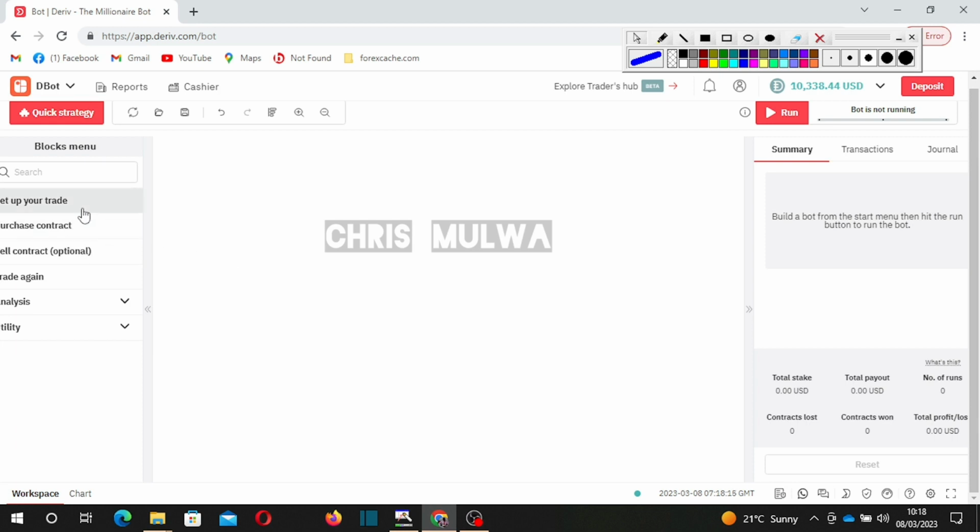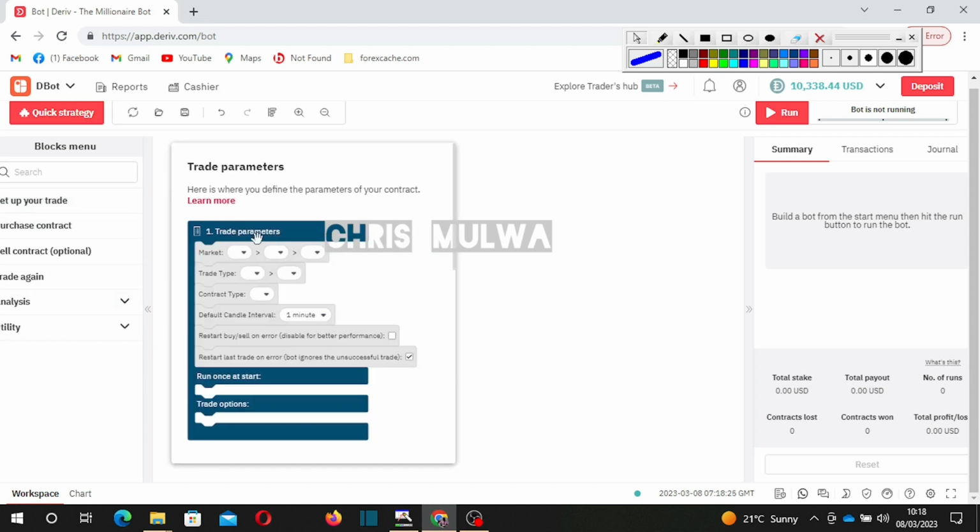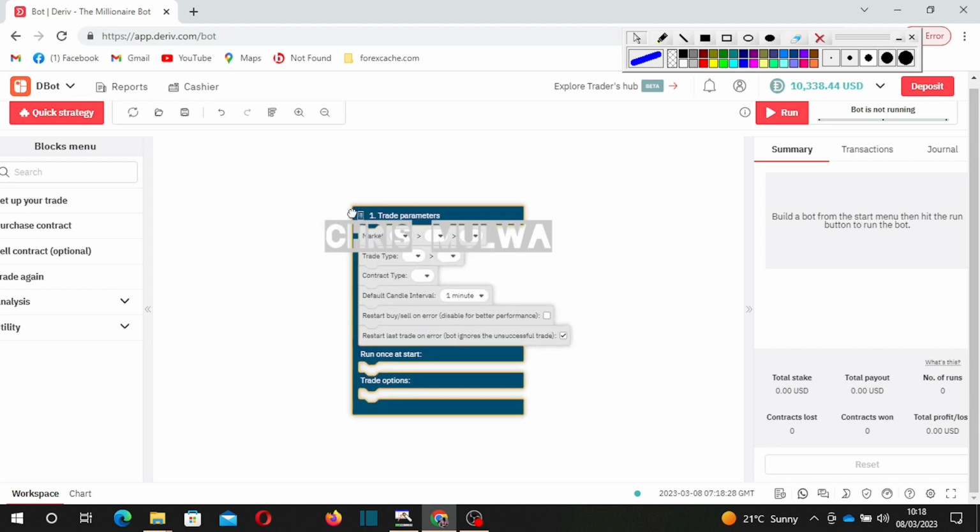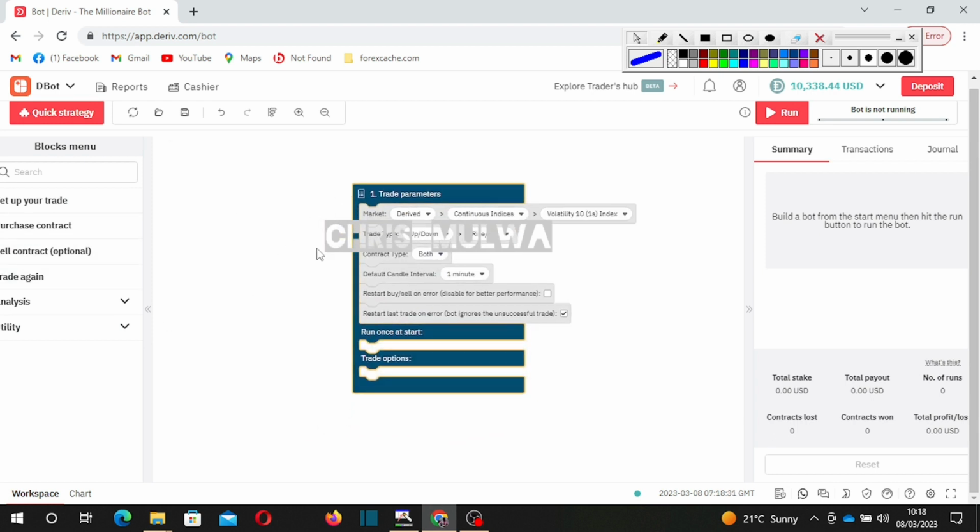So there are a lot of blocks that you can use, especially let's start with setting up your trade. These options, you can see the parameters that are here on this block. So here, market, you can see the derived. So you can choose the market that you want. Derived, Forex, you want to use Forex, stock indices, and also there is commodities. So you choose. In this case, choose the Forex. We see what we will have.